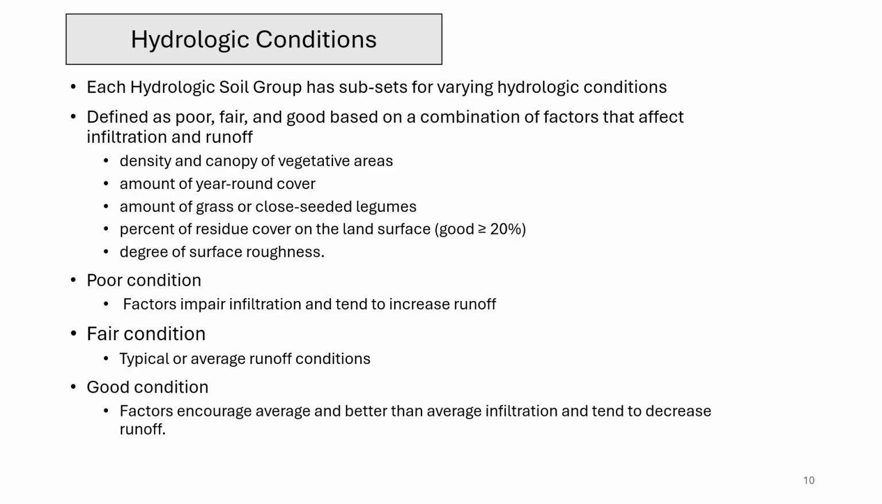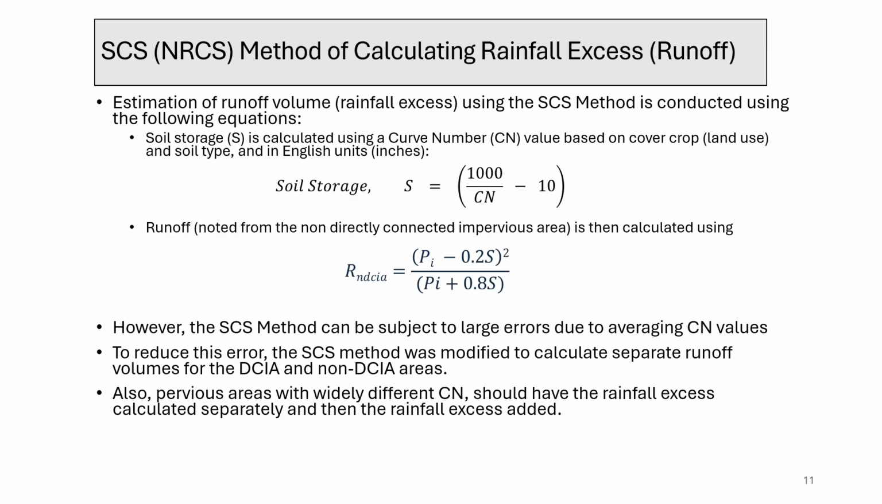For instance, these definitions were directly applied in our models of rainfall excess using actual rain data collected in Florida. We're now going to discuss the SCS, or National Resources Conservation Service, method for calculating rainfall excess, which is essentially the runoff volume. This method estimates runoff volume using equations where soil storage, denoted as S, is calculated based on a curve number, or CN value.